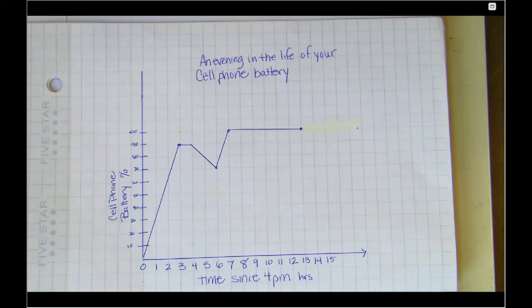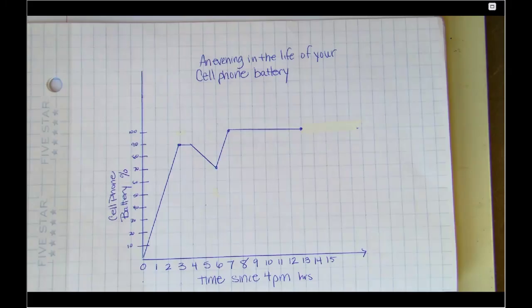Since 4 p.m. Okay, so I want you to think about this. If dinner was at 7 p.m., what number would that be on the x-axis? It would be 3. Okay, because 4, which is where we start. We start at 4 p.m. plus the 3 is 7.